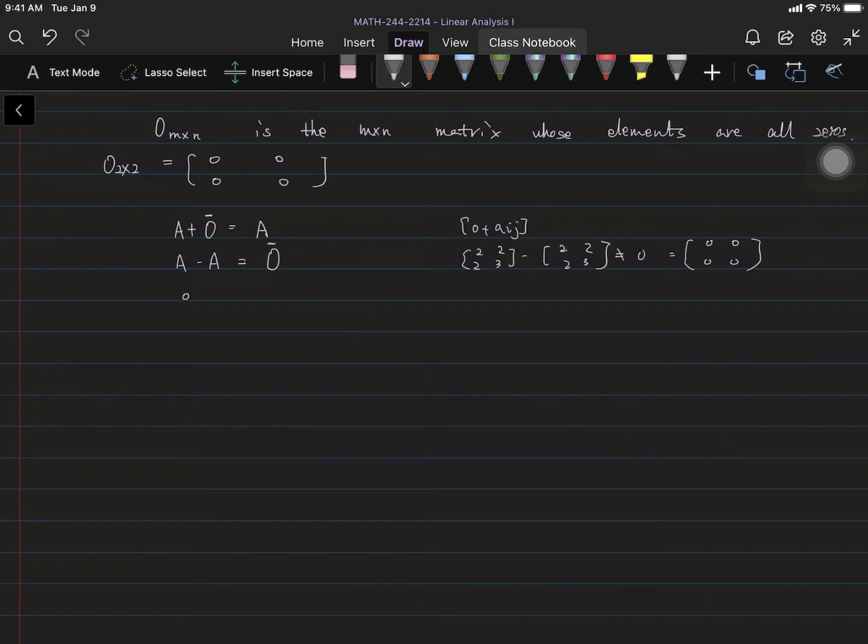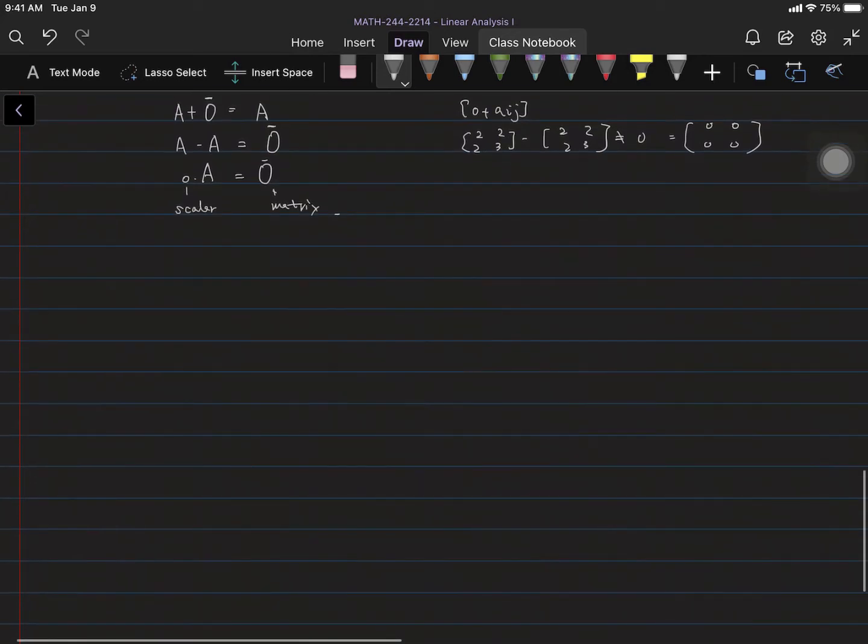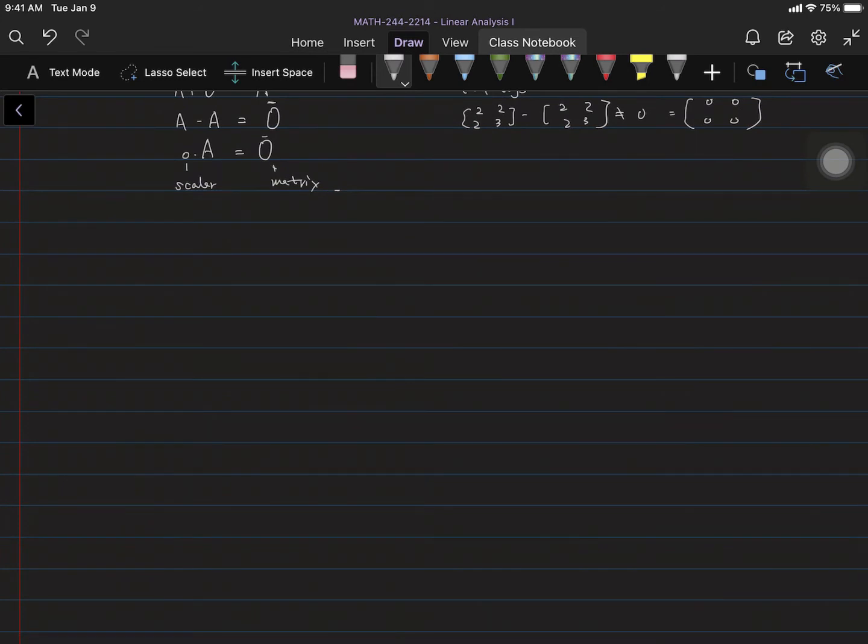And here, if we use scalar 0 times A, it's going to be a 0 matrix. So this is the scalar, here is the matrix. Can you see the difference? Okay, next definition is pretty important. That is matrix product. So very important. Let's take a look. Definition 5.